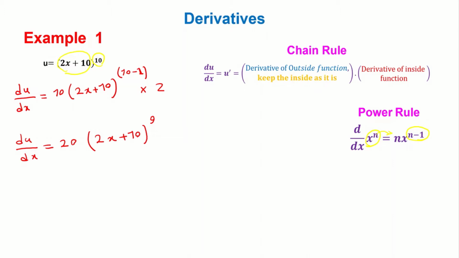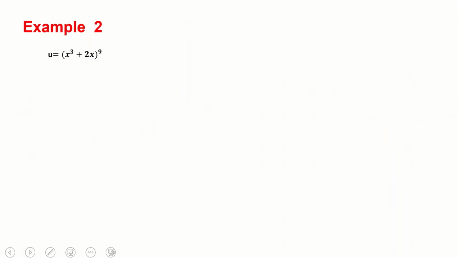So first we took the derivative of the outside function, which is 10 times 2x plus 10 to the power of 10 minus 1, and we used the power rule. And then we took the derivative of the inside function, which is 2x plus 10, and the derivative of that is 2. So at the end we have 20 times 2x plus 10 to the power of 9.